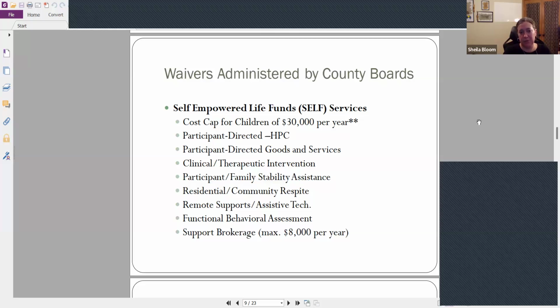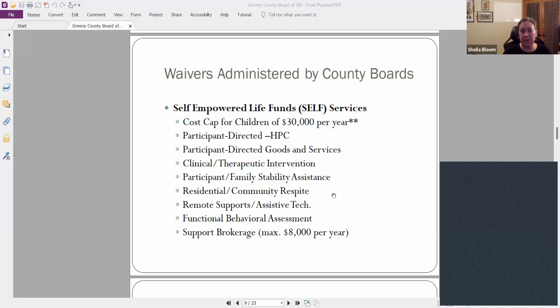Family stability, participant stability assistance. Again, this is more like a family counseling type service. This is more of a wraparound type service to help develop services and supports and systems more in a home setting, but also can be daycare, schools, to really help develop a comprehensive program for individuals. Residential and community respite is similar to the other waiver services or under other waivers.